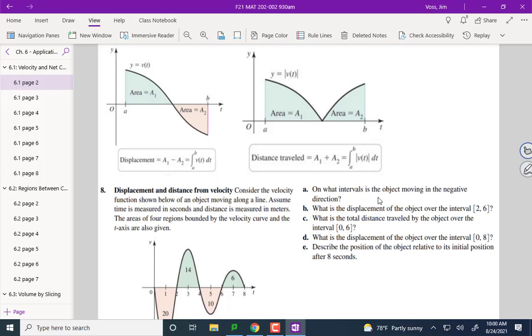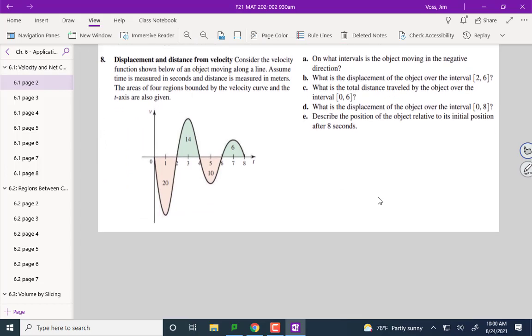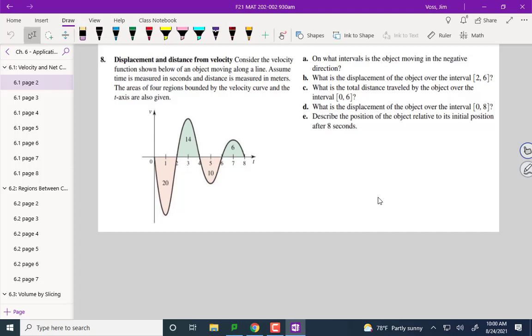Okay, let's see if we can answer some questions here. So we've got this curve representing velocity. So we have velocity as a function of time. And the first part A says, on what intervals is the object moving in the negative direction?